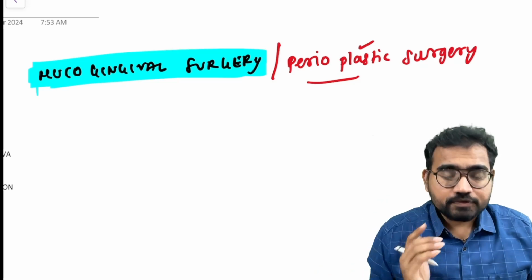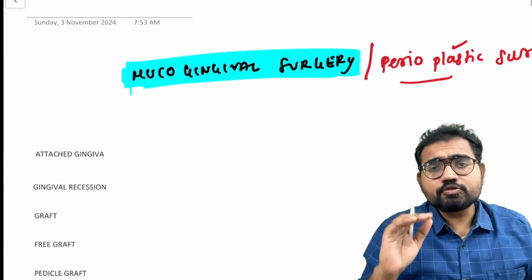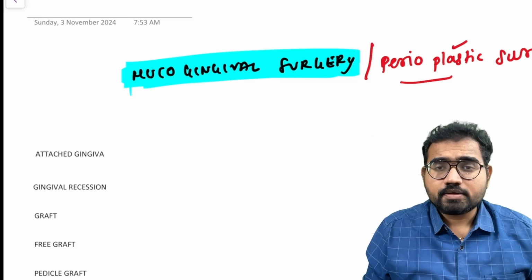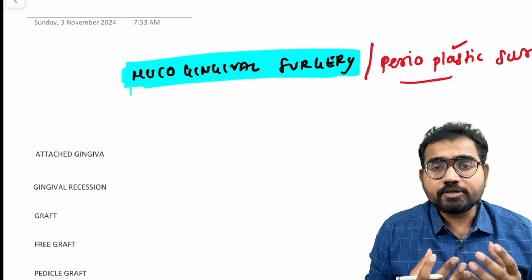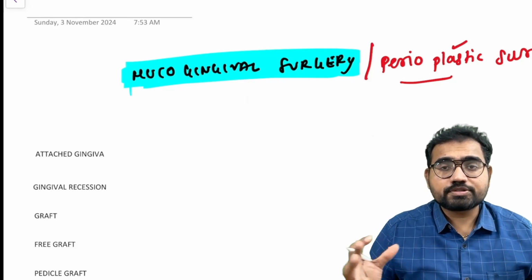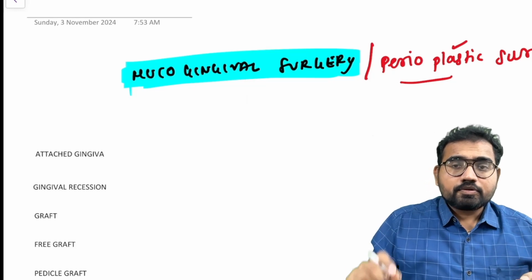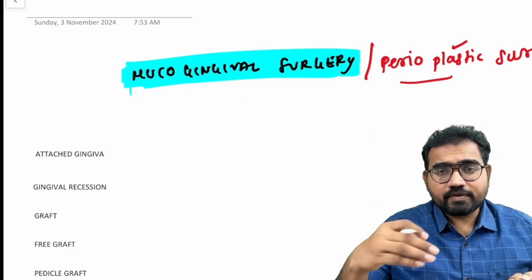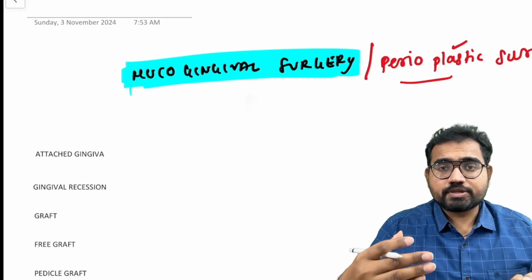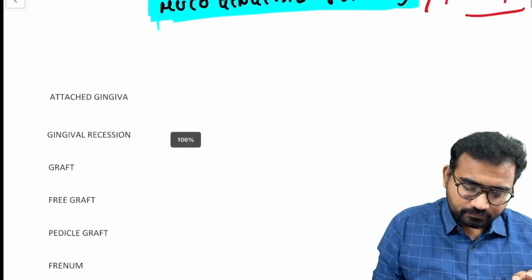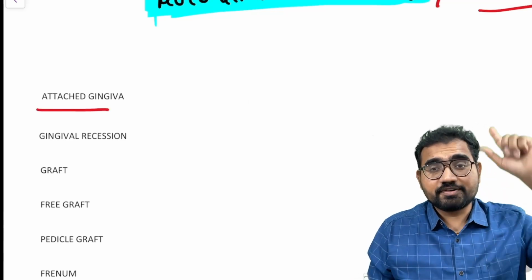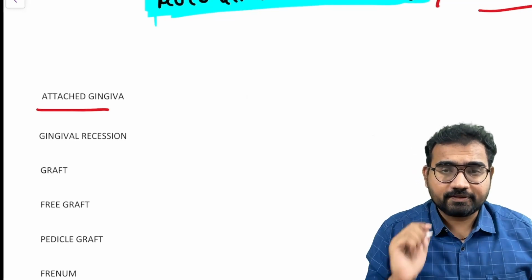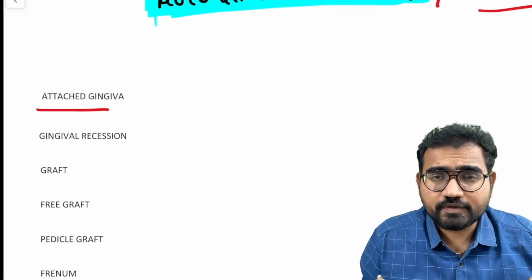Before moving into the mucogingival surgeries, we are going to see a lot of terminologies which I'll be using throughout this lecture. So I'll have a quick recap of various terminologies. The first one is width of attached gingiva. First chapter, basics, gingiva. For width of attached gingiva.